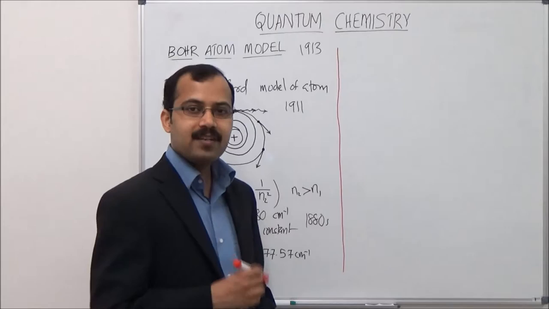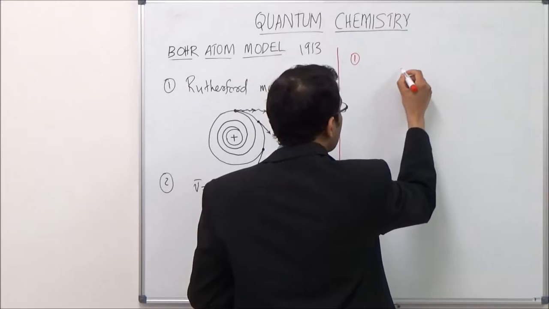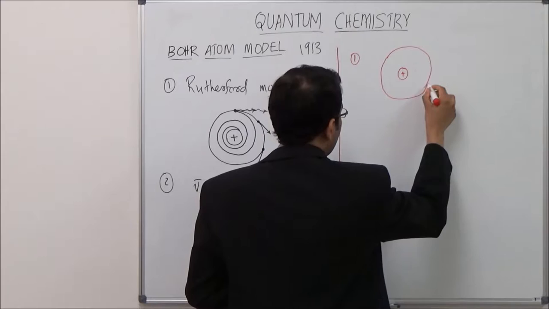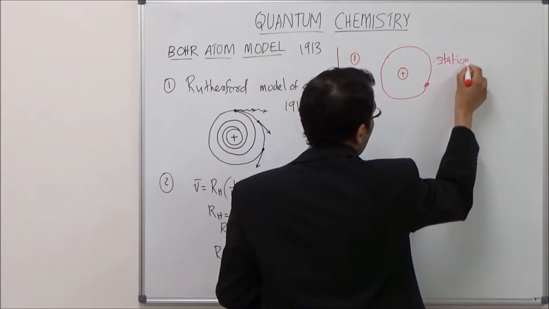Now let's look at the details of the Bohr atom model. According to the Bohr atom model, electrons are revolving around the nucleus in circular orbits. The nucleus is at the center, and the electrons are revolving around the nucleus in circular orbits. And Bohr called these orbits stationary orbits.